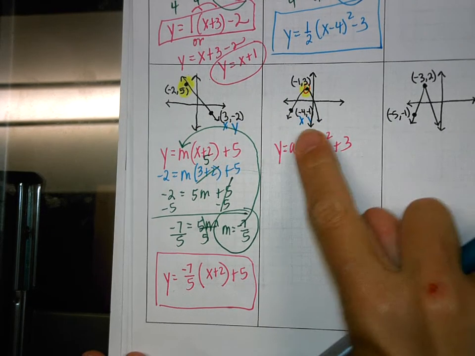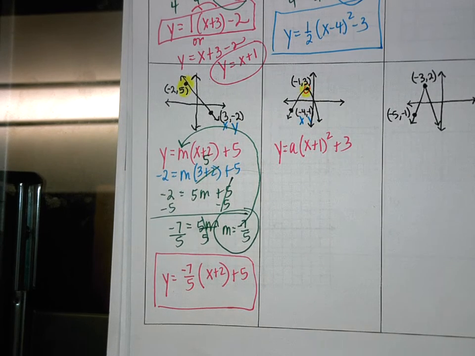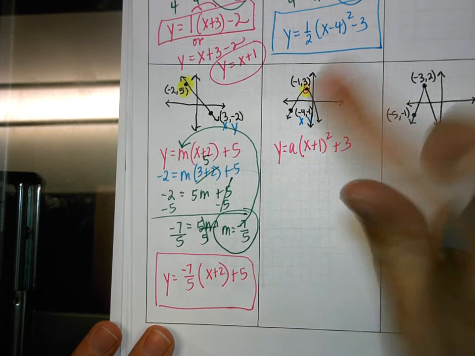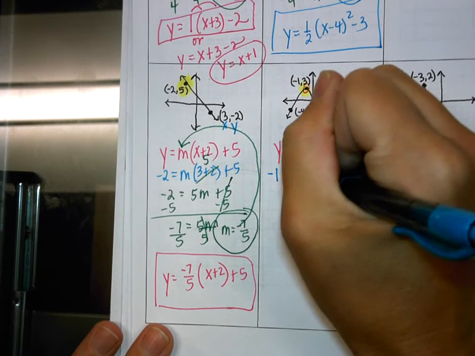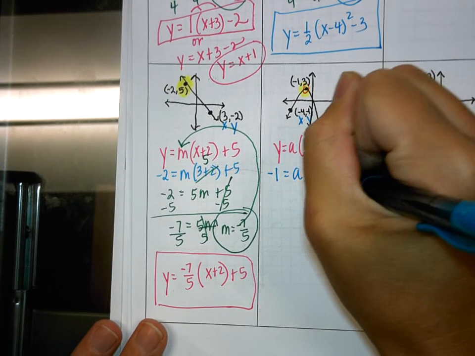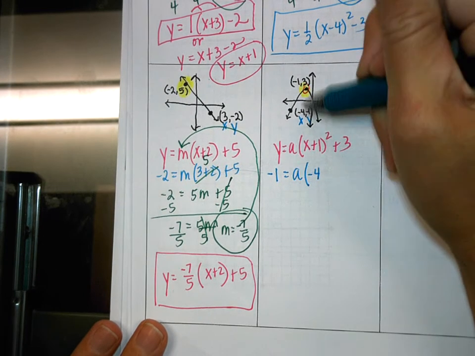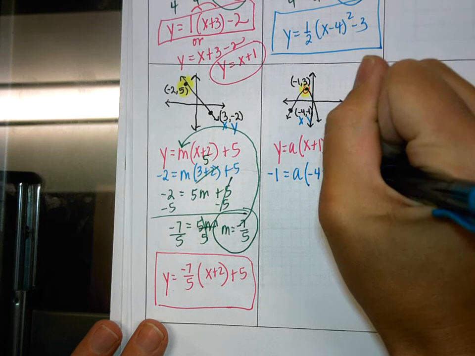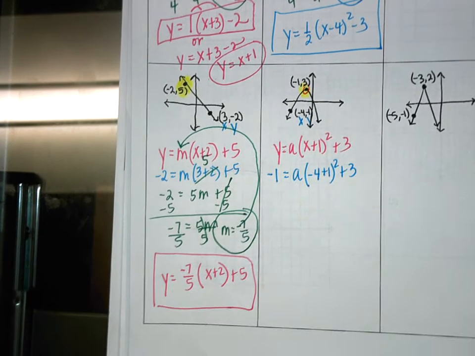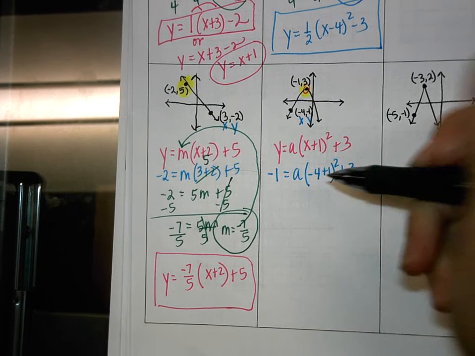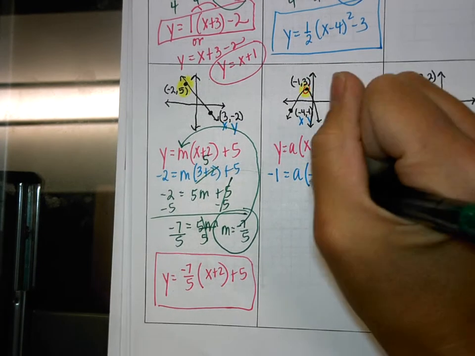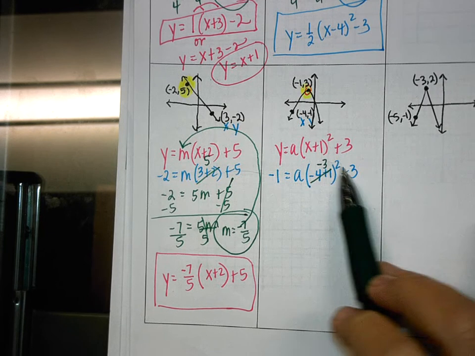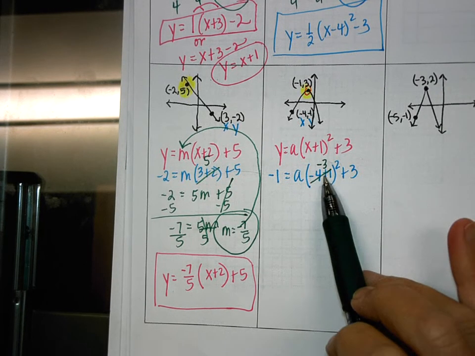When you're plugging in these values, they don't change. They stay x, whatever the x value, and whatever the y value is. So that will be -1 equals a, parentheses, -4. I don't change this x value. I only change it when I'm writing my equation. So we have -4 plus 1 squared plus 3. We're going to solve for a. -4 plus 1 is -3. Be careful. I noticed that some of you forgot to square this. So when I'm writing this, what is -3 squared?